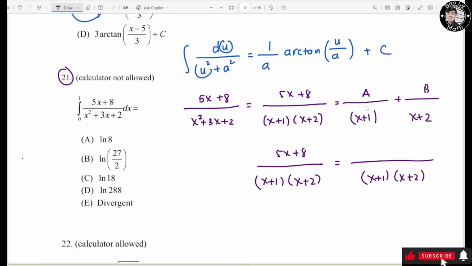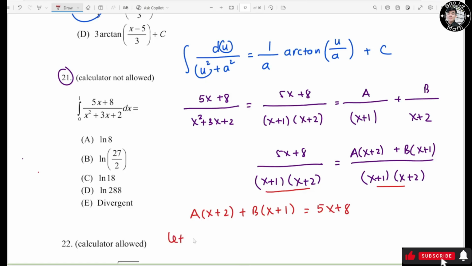And then it's going to be a times s plus 2 plus b times s plus 1. Now you just equate the numerators because the denominators are both the same. So I'm going to let s equal negative 2 to eliminate a. Then I substitute negative 2 for s over here and solve for b. So I have negative b equals negative 2, and then b equals 2.